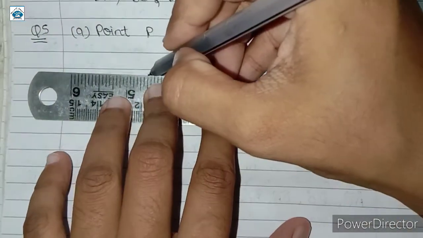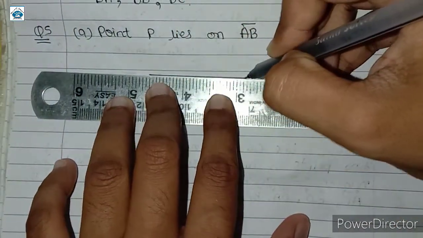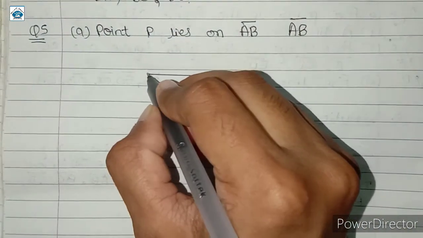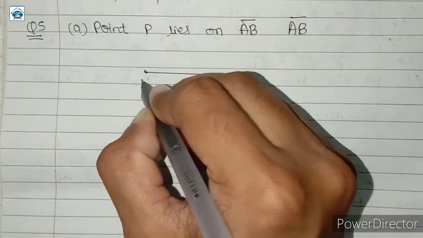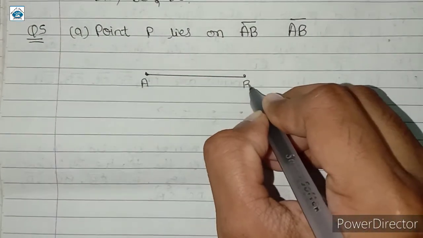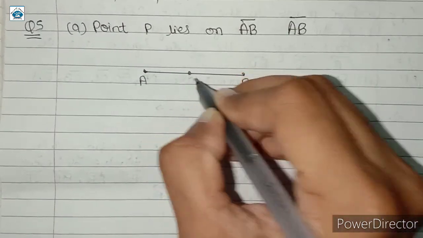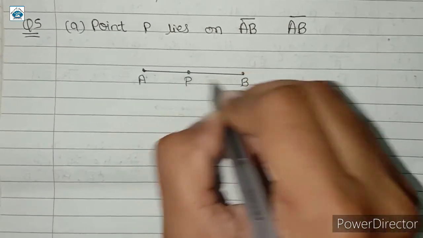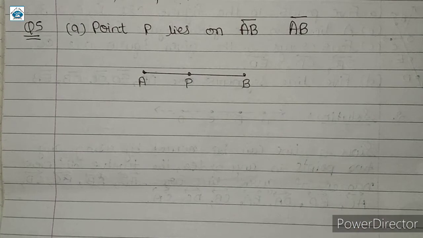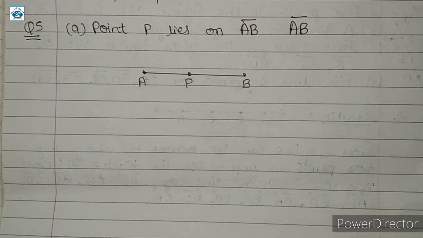So here, drawing a straight line with two endpoints A and B. So this is line segment AB and we just simply have to put a point P in between them anywhere. So we can say that point P lies on line segment AB.